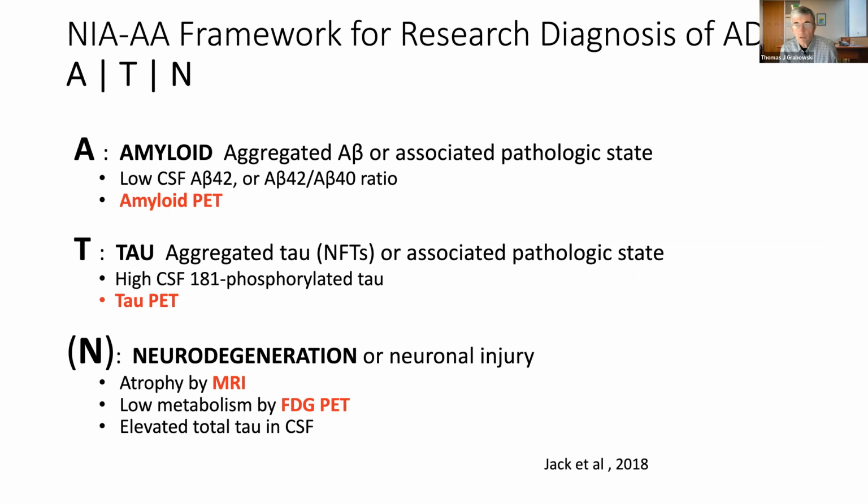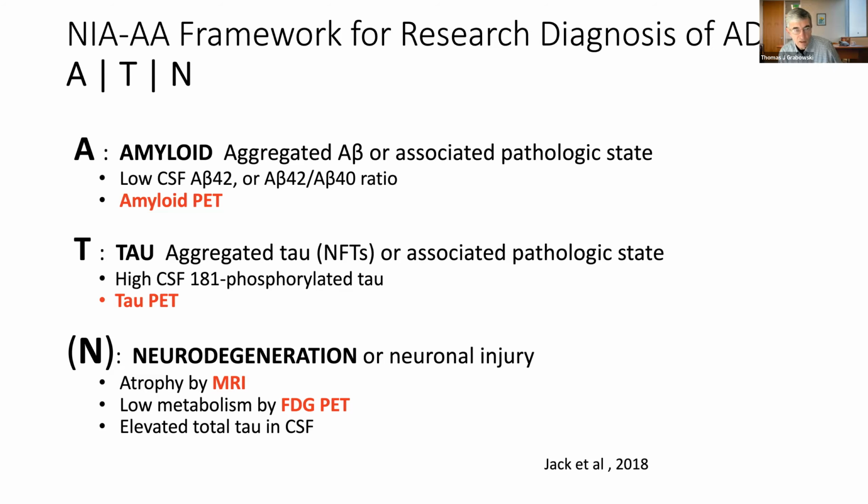And hopefully everybody is by now familiar with the NIA-AA framework for research diagnosis of Alzheimer's disease that leans on three axes of biomarkers, A, T, and N, A for amyloid, T for tau, and N for neurodegeneration. And this has been rolled out, I guess, over a series of meetings and consensus building meetings, and then increasingly structured arrangements in the Alzheimer's Centers program.